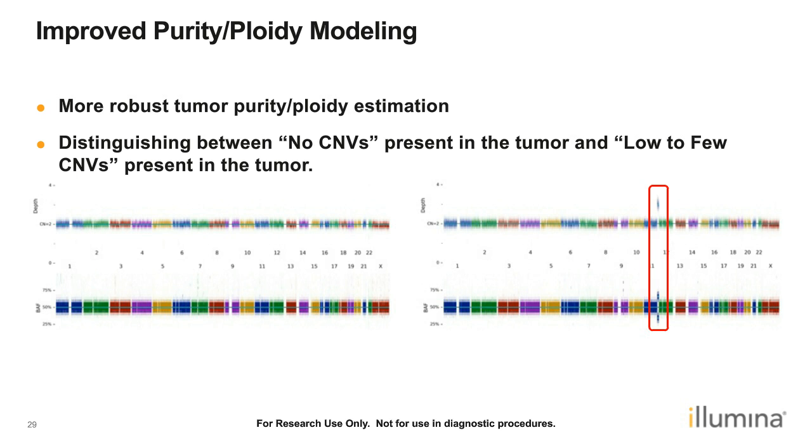Here is just some more information on what we mean by improved purity and ploidy modeling. Again, in 3.5, we identified areas where we were seeing difficulty in calling some of these low tumors, or low to few CNVs, as you might say, or quiet tumors, in these kinds of samples. So here you can see in red what we couldn't see in 3.5 before. On the left is a 3.5 plot and on the right is 3.6. We are now able to catch some of those CNV calls that were missed before.